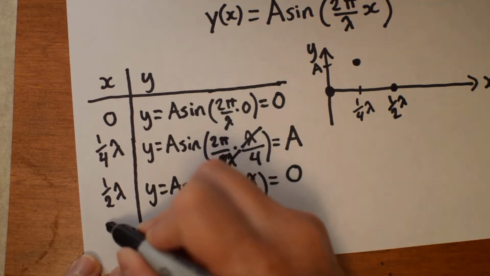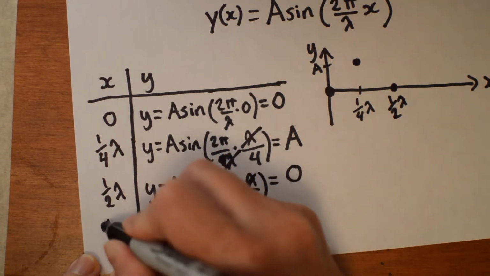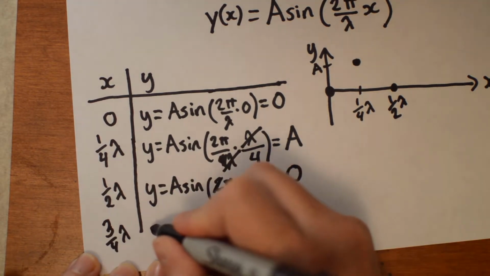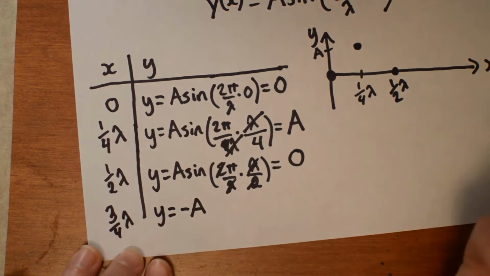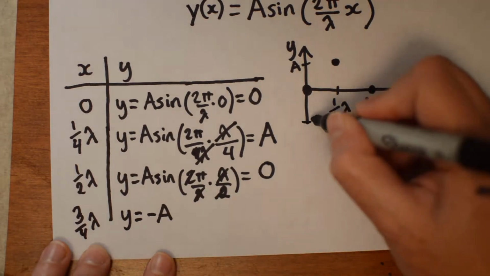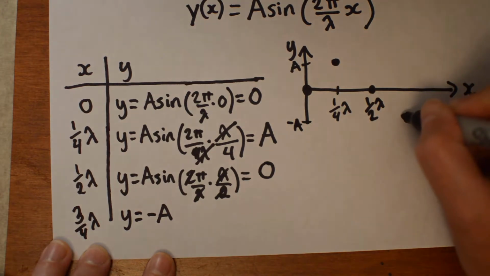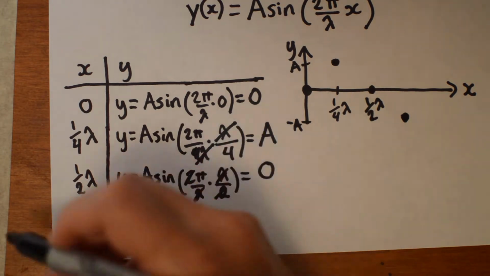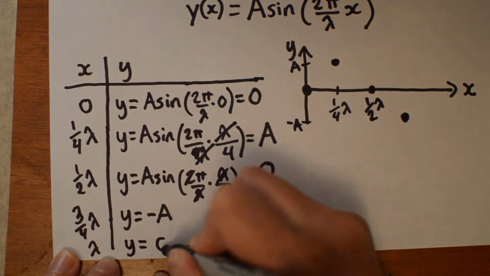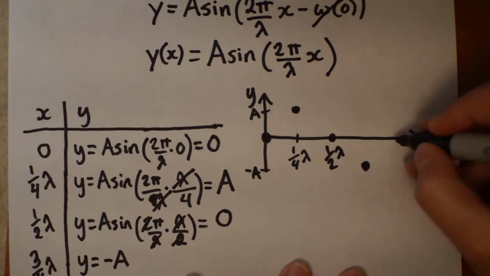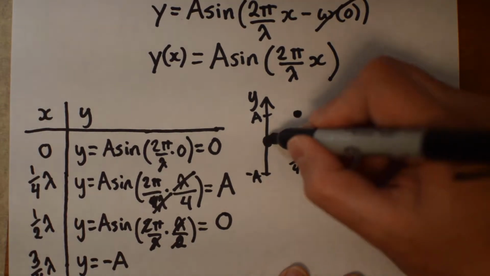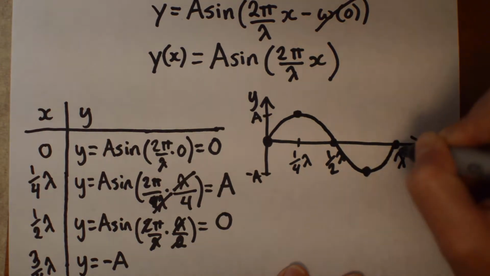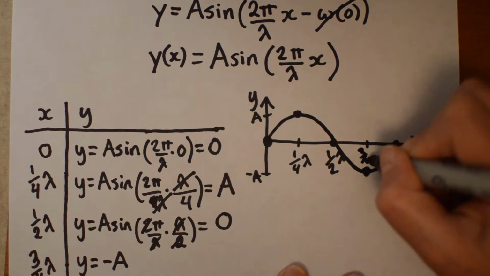Keep going here, at 3/4 lambda, I'll let you work that one out, where you're going to get y is equal to negative a. That would be down here. Our very last one is when x goes all the way to the wavelength, I get back to y is equal to 0. So I get a node there. If I sketch this out, I get a beautiful sine function, and this is lambda, this is 3/4 of lambda.